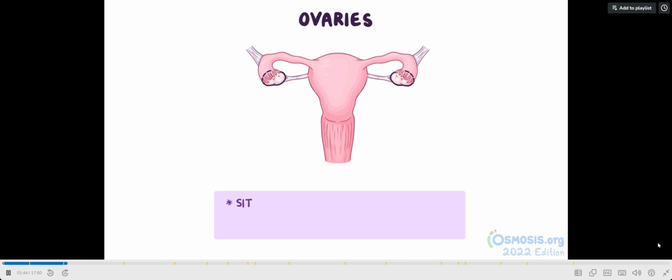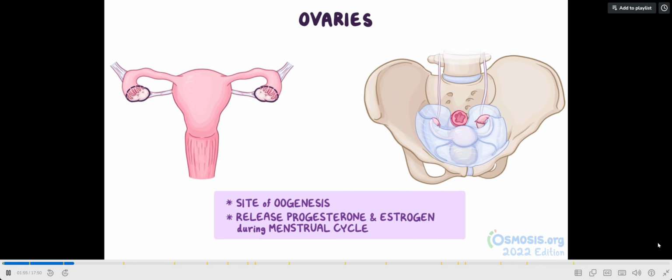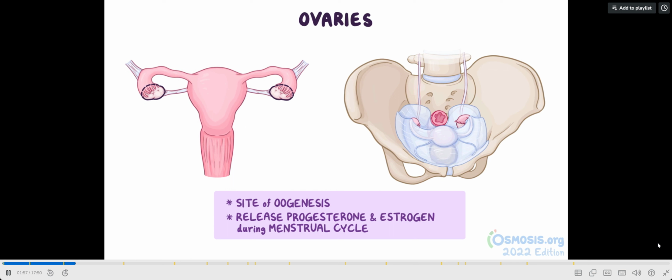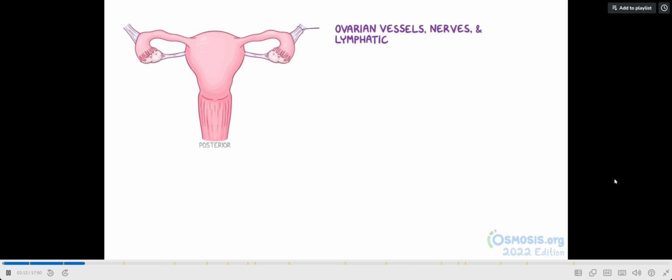The ovaries are the site of egg production, or oogenesis, and also release progesterone and estrogen during the different phases of the menstrual cycle. The ovaries usually sit near the lateral pelvic wall where the broad ligament attaches and are suspended by a subdivision of the broad ligament called the mesovarium and the suspensory ligament of the ovary, which is a continuation of the mesovarium. The ovarian vessels, nerves, and lymphatics pass through this ligament to enter or exit the superolateral surface of the ovary.